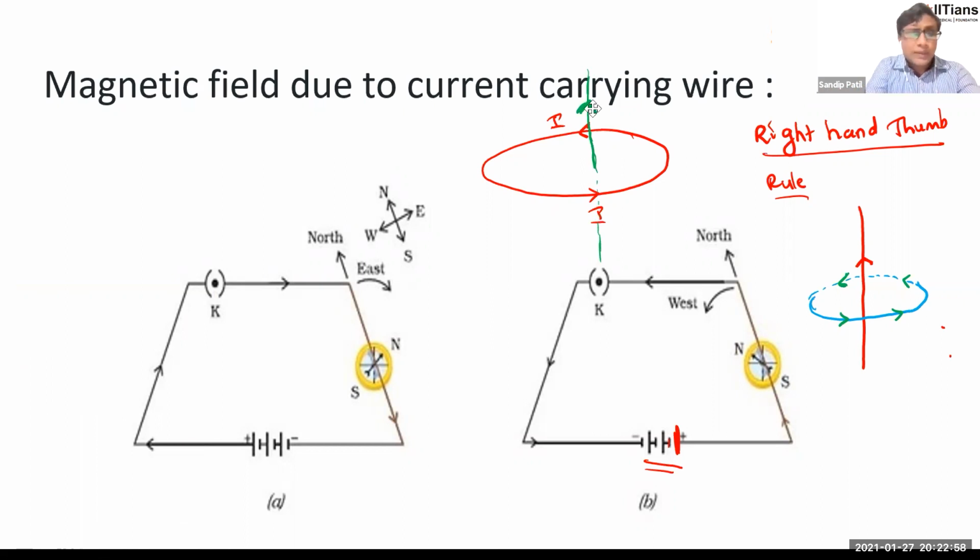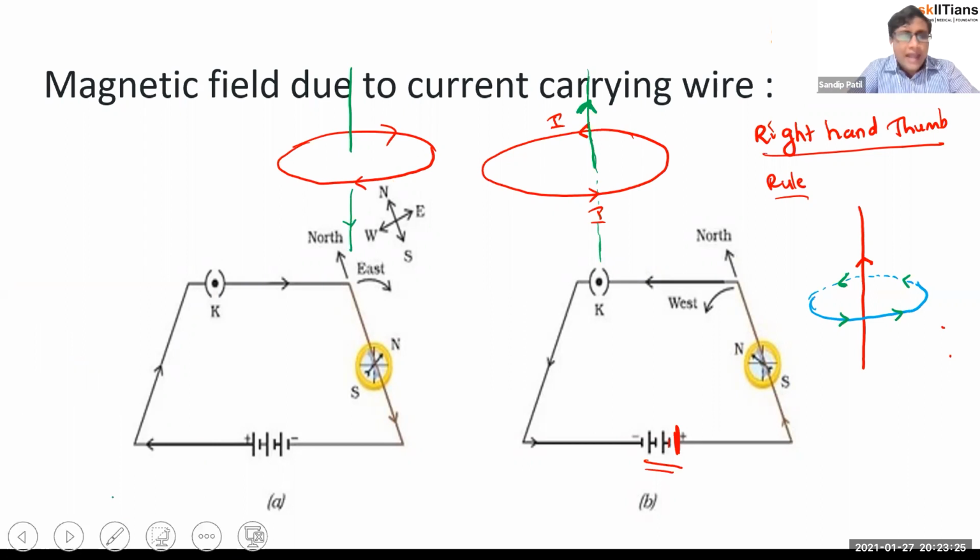Now let's consider the case in which, let's say this is a coil and current is going like this. So if the current is going like this, again we have to use what? Right hand thumb rule. So now curl the fingers in the opposite direction like this. So what is the direction of the thumb? Outside, right? Or we can say down, right? So the magnetic field will look something like this.